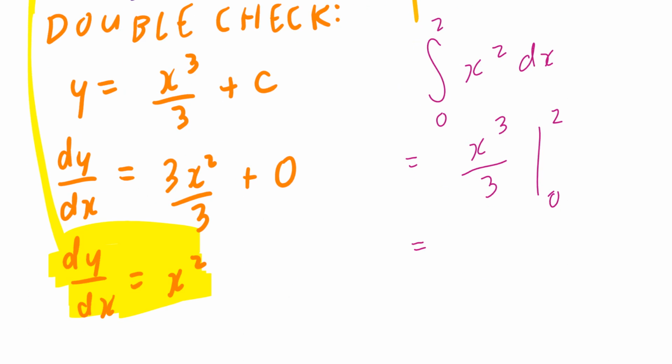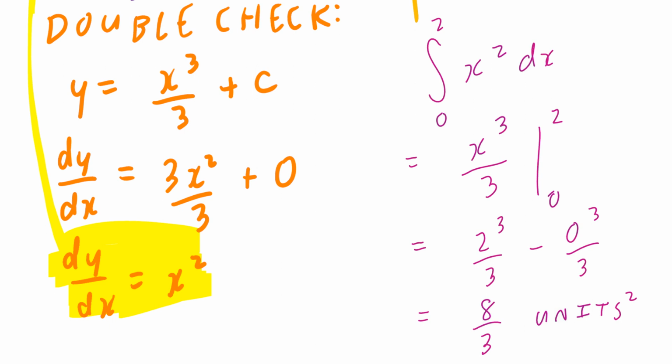You're going to plug in 2, so 2 cubed divided by 3, minus, then you plug in 0, 0 to the power 3 divided by 3. Now, leave your final answer in exact form. So this is going to be 8 divided by 3 units squared. So that is the area underneath the curve y equal to x squared from 0 to 2.